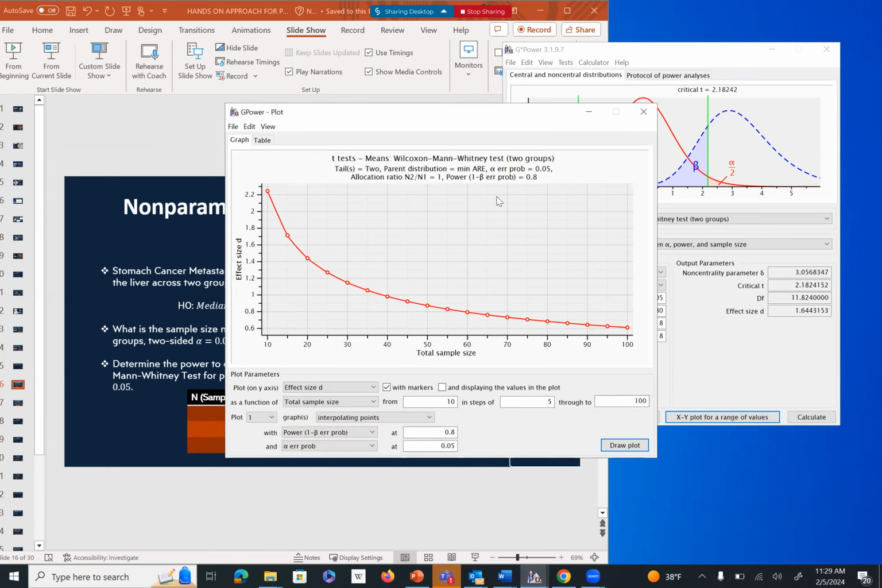This is using the parent distribution, which was the most conservative one. So it can change based off of what kind of parent distribution you're using. And mind you, this is a non-parametric test that we're running, so it will be different from the results that we obtained from a parametric assumption test.